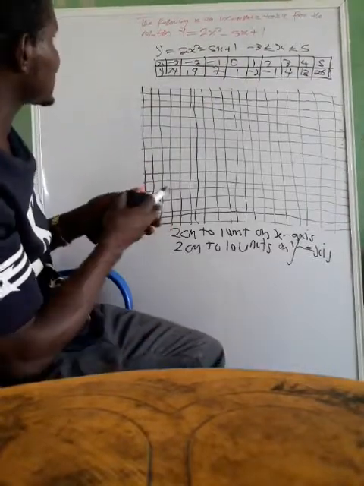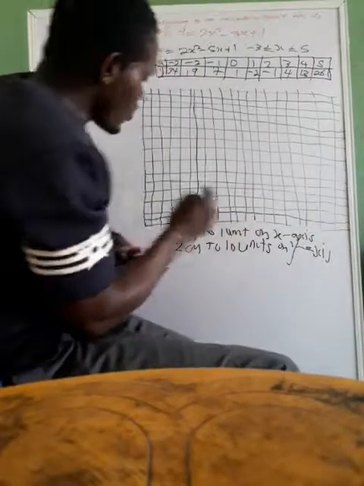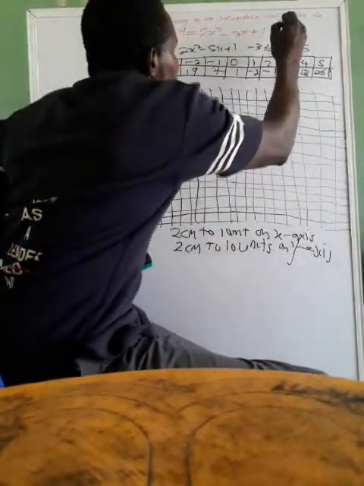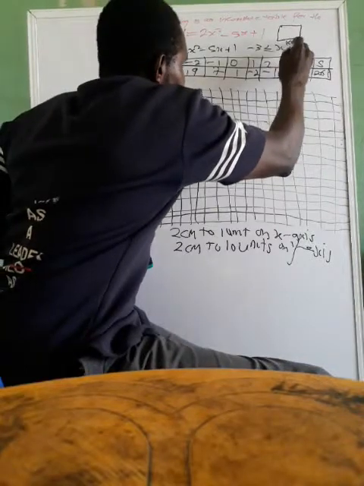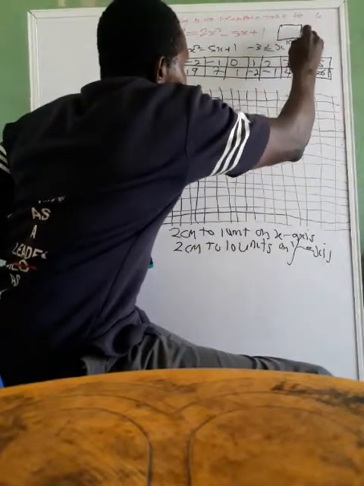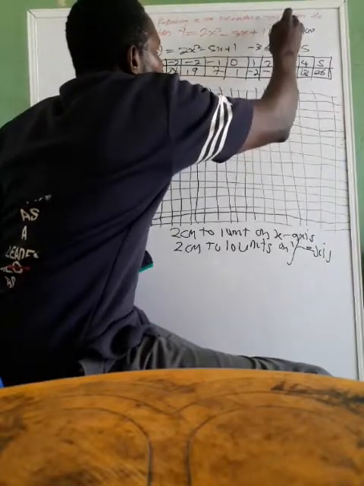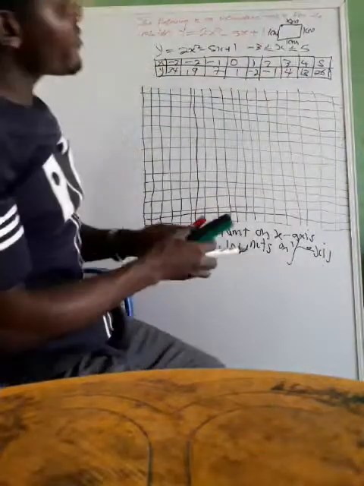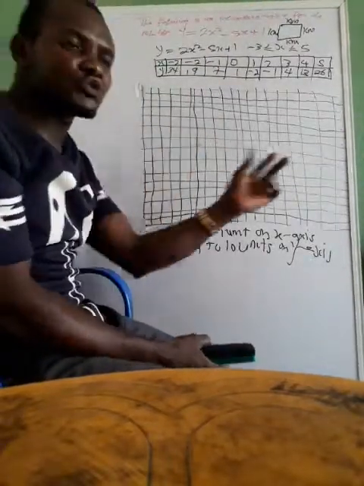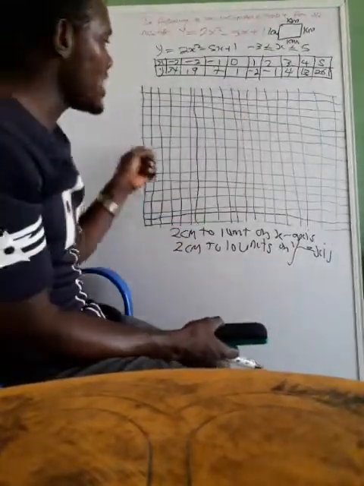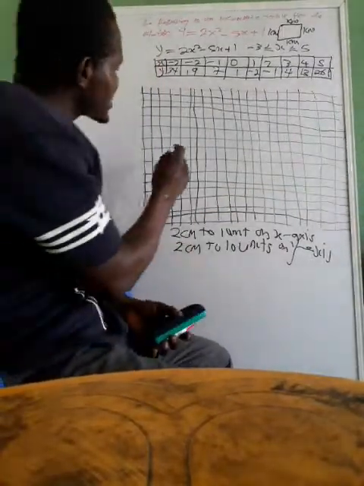Now, there's something I need to explain about that. Look at this. Each box like this is 1 centimeter. 1 centimeter, 1 centimeter, 1 centimeter. So the question says I should use 2 centimeters on the x-axis to represent 1 unit, which means I'll be taking 2 boxes.